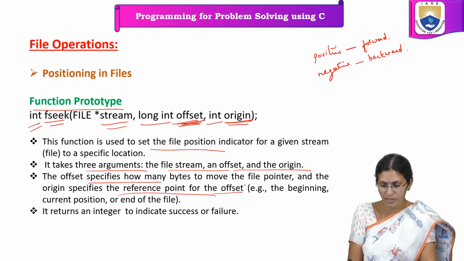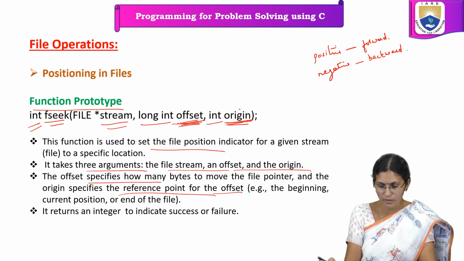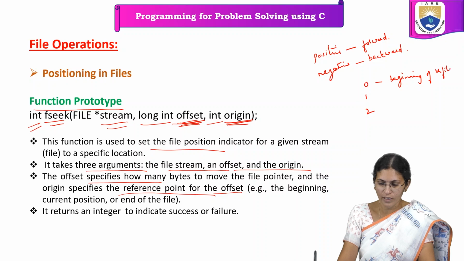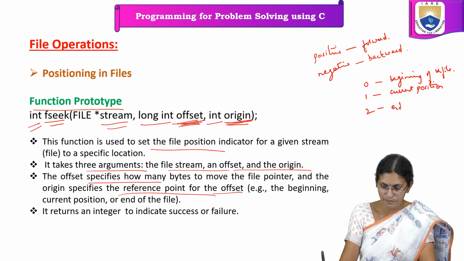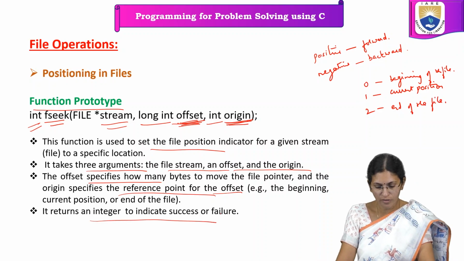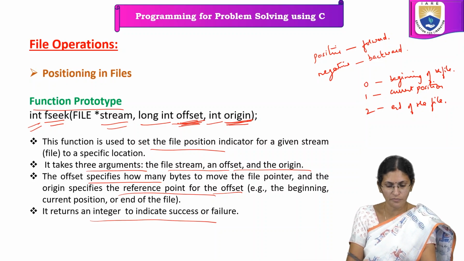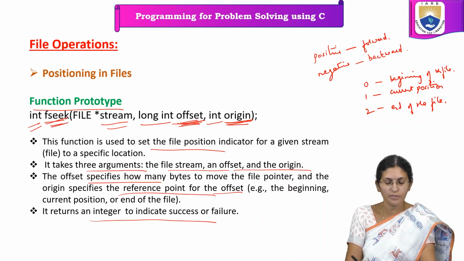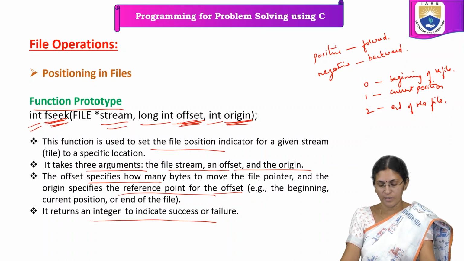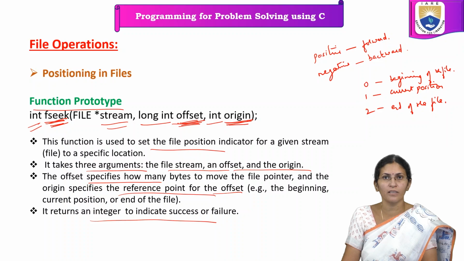Origin is the reference from where the file pointer has to be moved. Origin specifies the reference point for the offset. It can take three values: 0, 1, 2. 0 means the beginning of the file, so the file pointer is at the beginning of the file. 1 indicates the current position and 2 indicates the end of the file. It returns an integer to indicate success or failure. If it fails, it returns a true value; else it will return a false value.